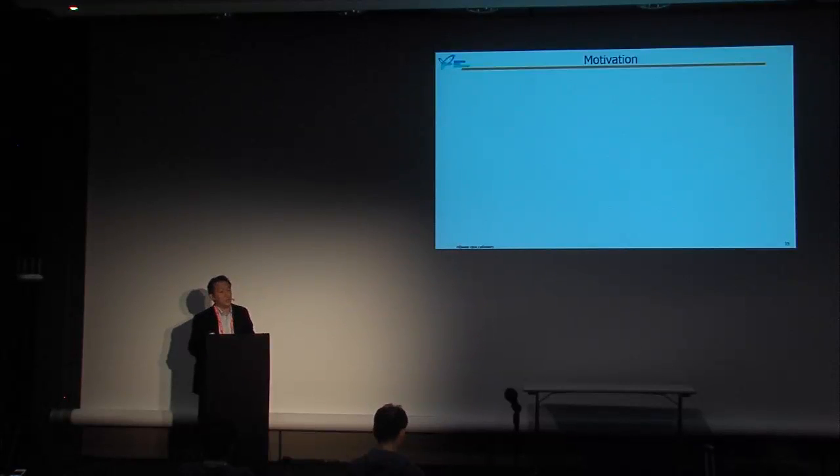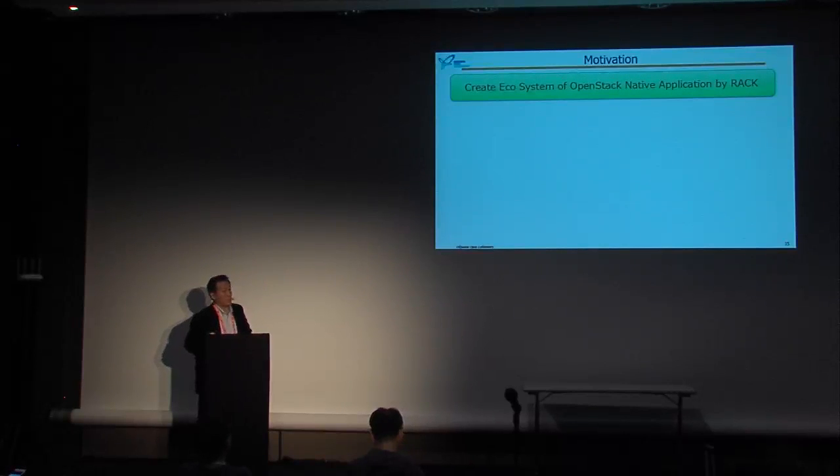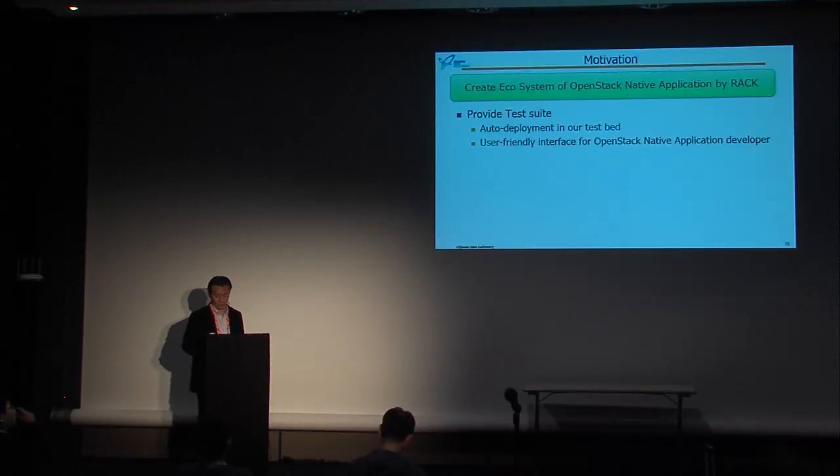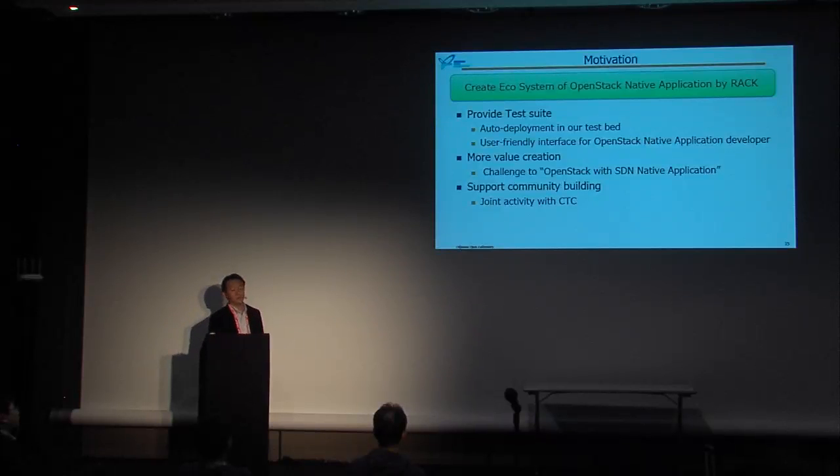In the testbed, we think OpenStack native applications have the potential for new innovation, so we are now communicating with CTC people to create the ecosystem of OpenStack native applications. As previously explained by Kaneko-san and Nakajima-san, OpenStack native application is a platform for applications. A platform is very important for making the system and the infrastructure, but with only the platform, the user cannot use it. An important point is developing the applications and making the system from OpenStack native applications by LAC.